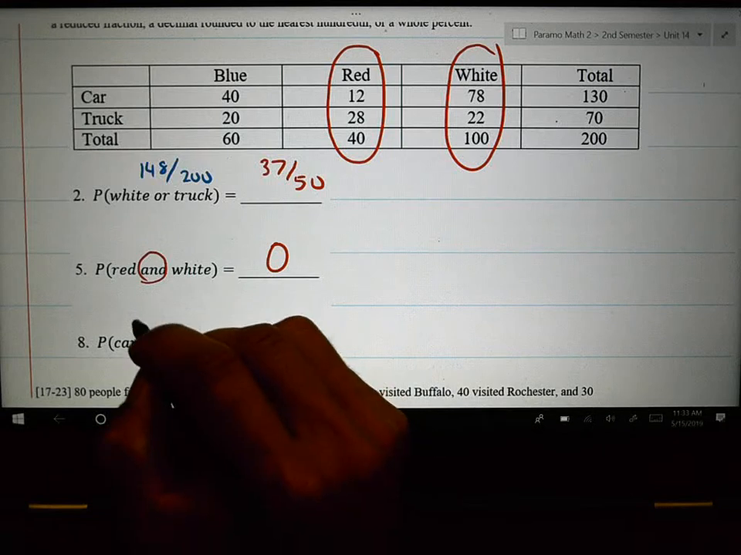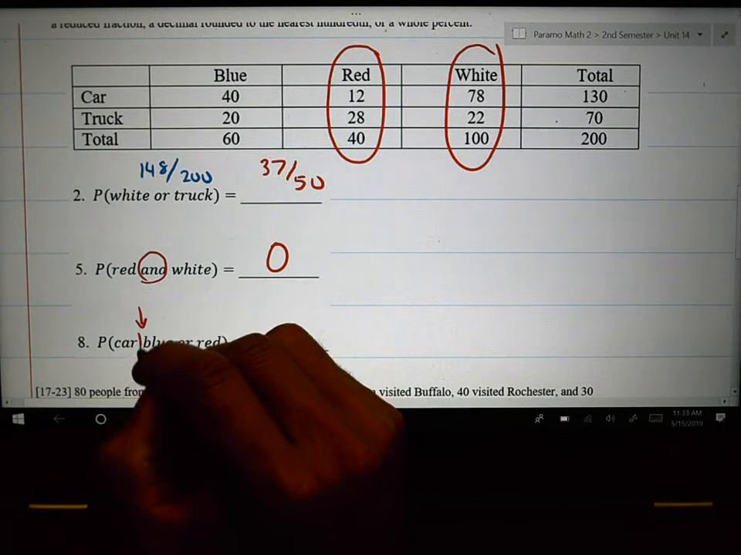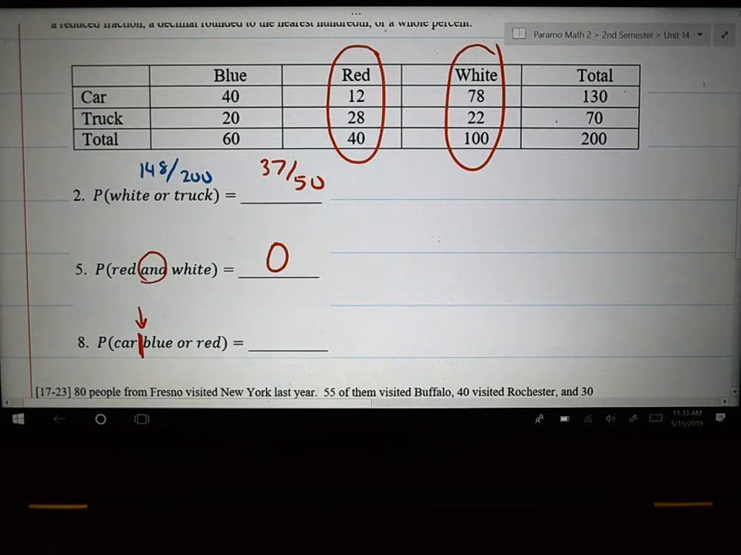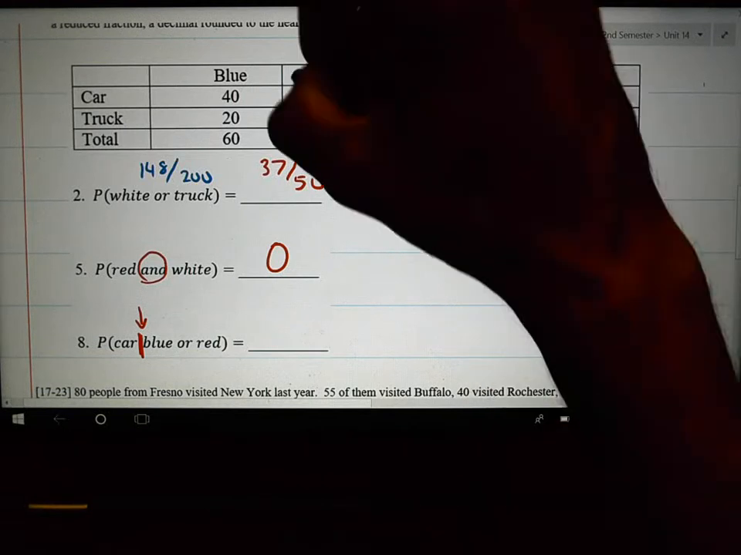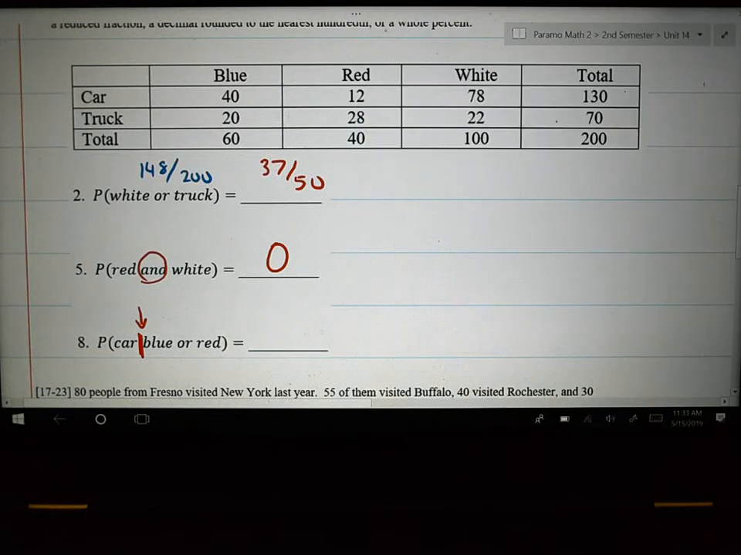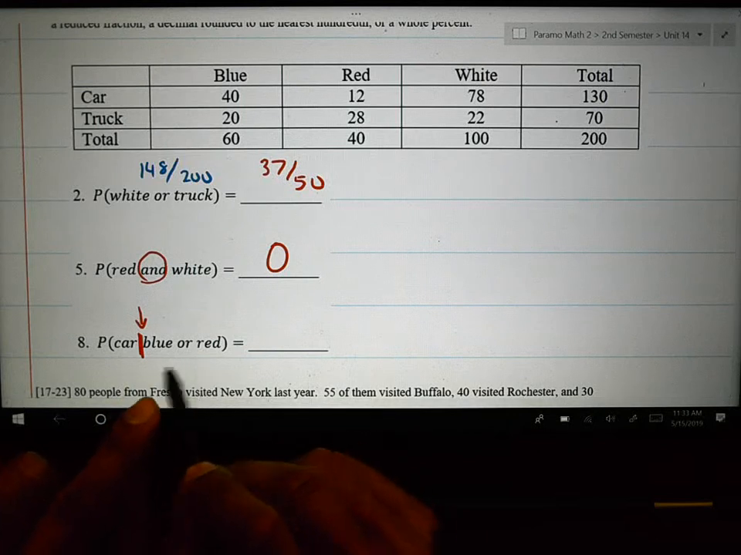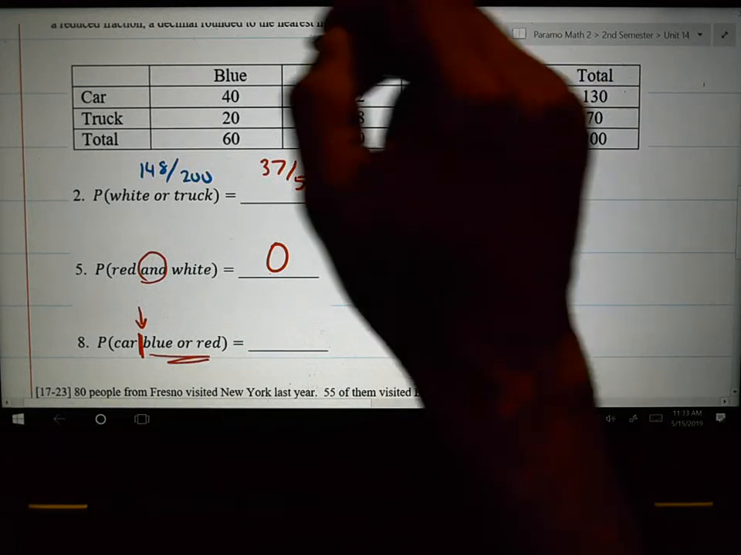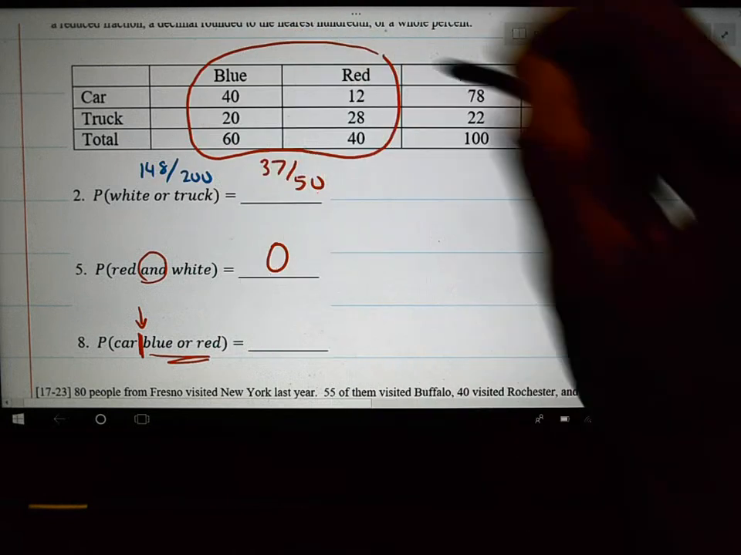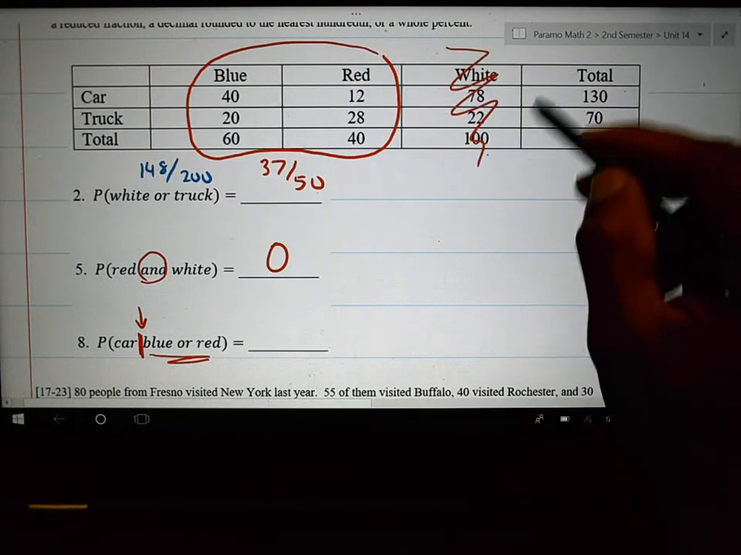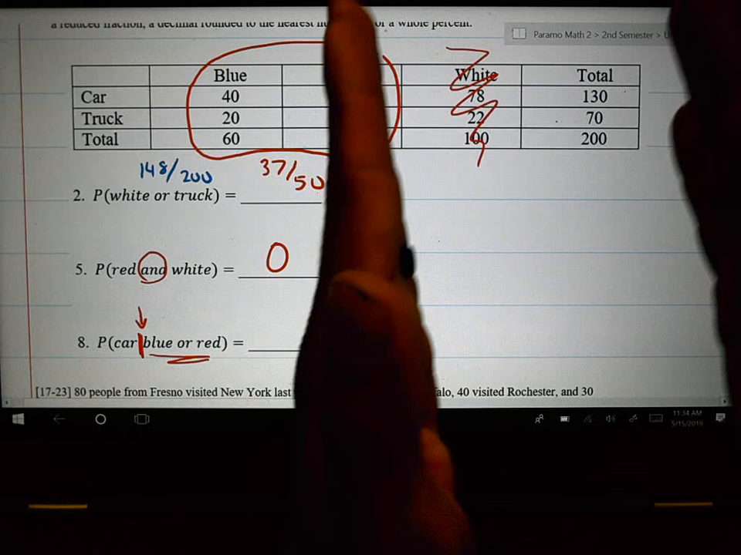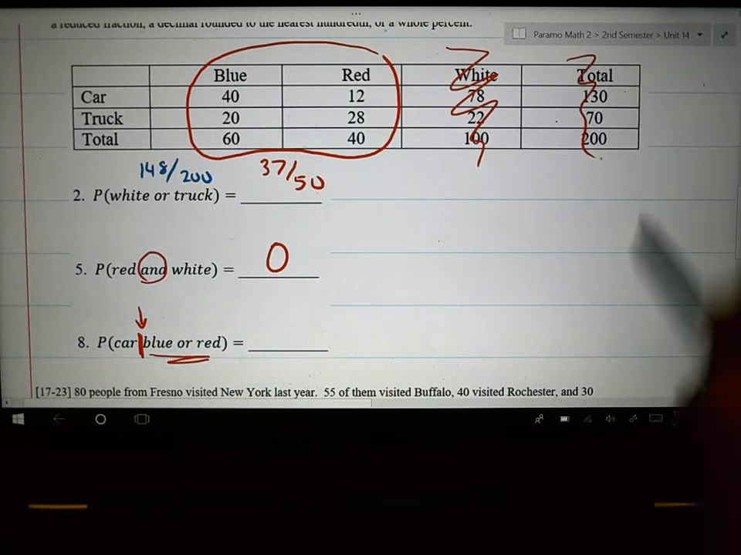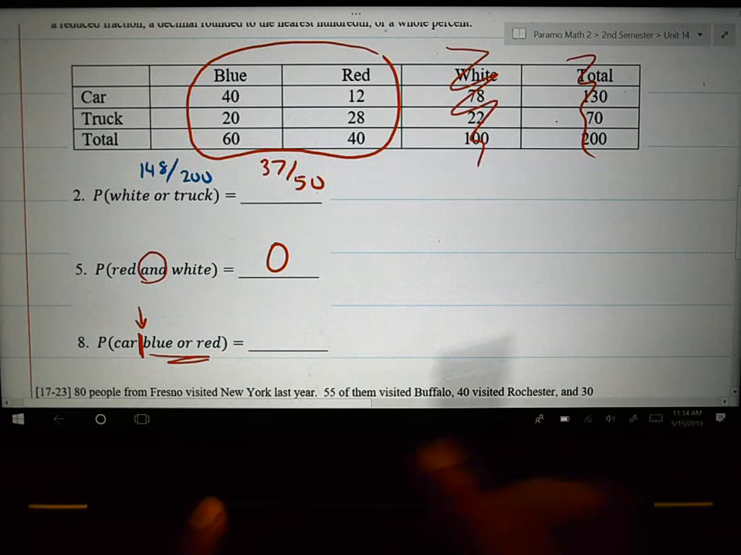Now, here's that line that we talked about. Conditional probability is different. Conditional probability means we're going to be out of whatever this condition is. It says blue or red. Here's your blue or red right there. It means ignore the other conditions. I don't care about any vehicles that are white or these other totals. You ignore every other condition.